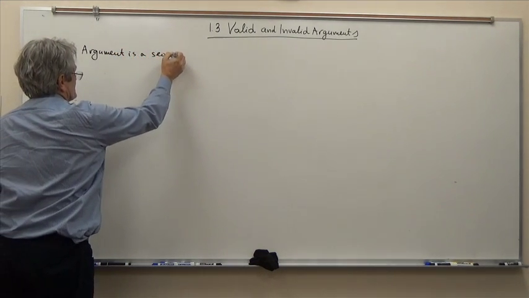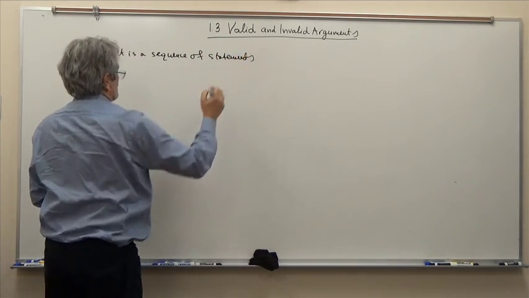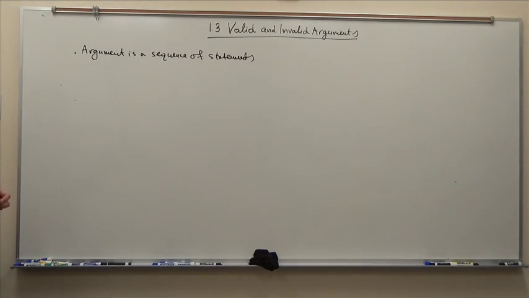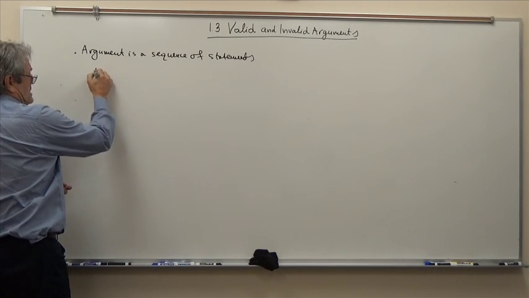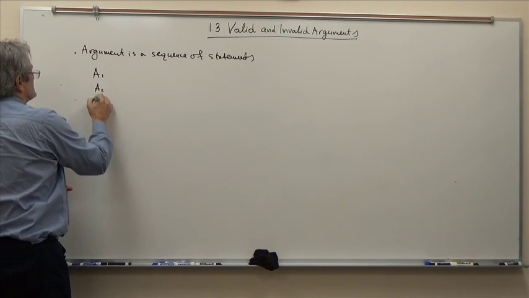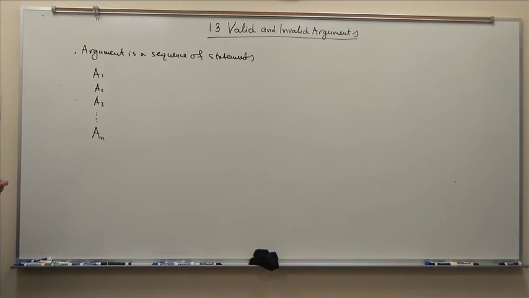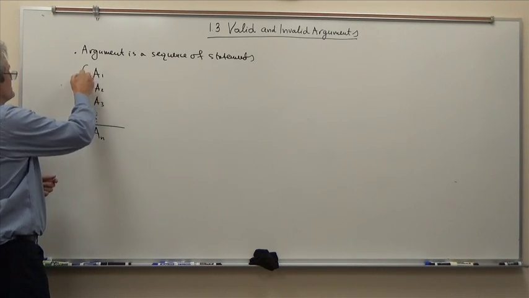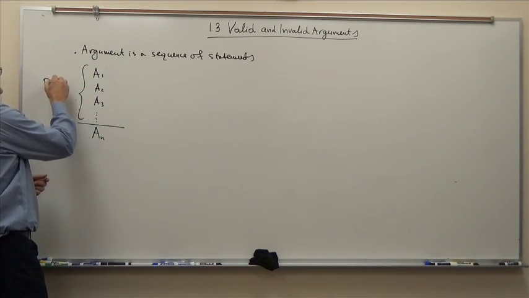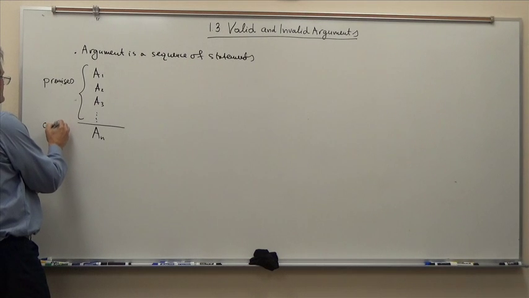An argument is a sequence of statements. Let's call these statements A1, A2, A3, up to A9. In that sequence of statements, we are assuming that all the statements before the last one are called the premises, and the last one is called the conclusion.